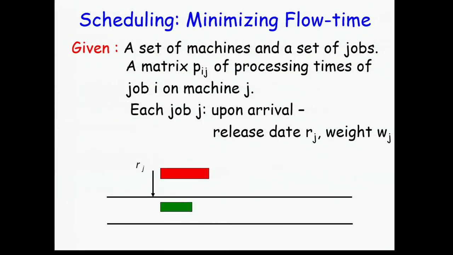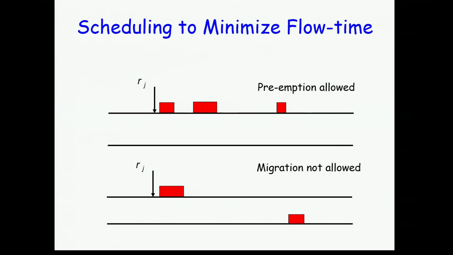A different family of problems where this can be applied is scheduling, where we want to minimize the flow time. We have a set of machines and a bunch of jobs, and we have a matrix p_ij which tells us how much time it takes to run job j on machine i. It's an online problem, so we don't know in advance which jobs we'll need to run. When a job j arrives at time r_j, we know of course p_ij for all machines i for that job j, and we also know a weight w_j of that job.